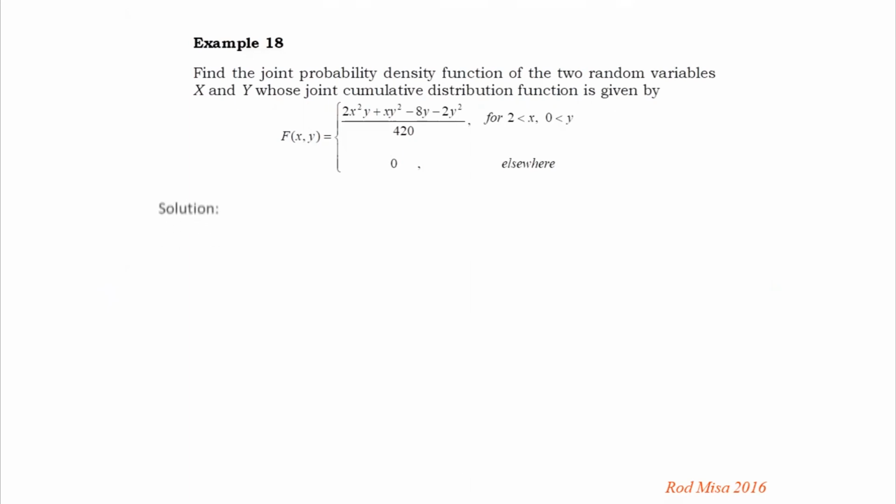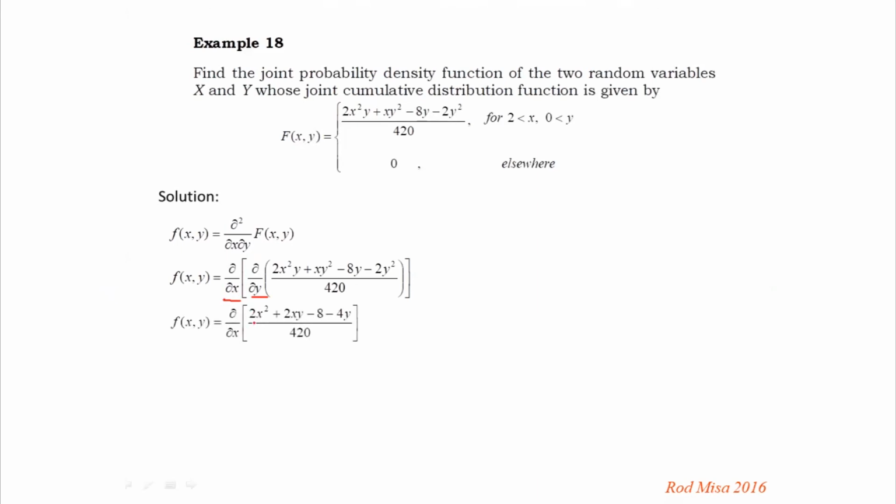So finding the joint PDF here, we need to differentiate twice partially. So differentiating our joint cumulative distribution function with respect to y and then with respect to x. So differentiating with respect to y, we have 2x squared as the differential of 2x squared y with respect to y, and 2xy as the differential of xy squared, because x here is treated like constant. So the derivative of y squared with respect to y is 2y. That is why the differential is 2xy.